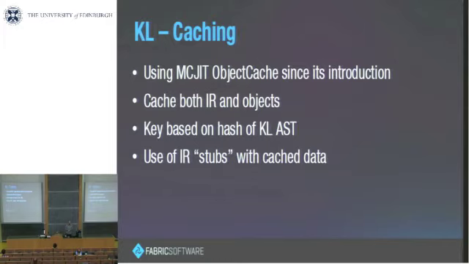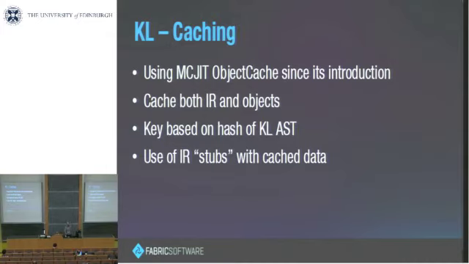We use a key based on a hash of the KL AST. So whenever we get KL code, we parse out the AST, we hash it, we check our cache and say, do we have something for this? If we do, we load it up. If we don't, then we do the full compilation and background optimization pass. And we have a little hack in there as well, in that we don't actually cache the full IR. And I'll show you what I mean by that.